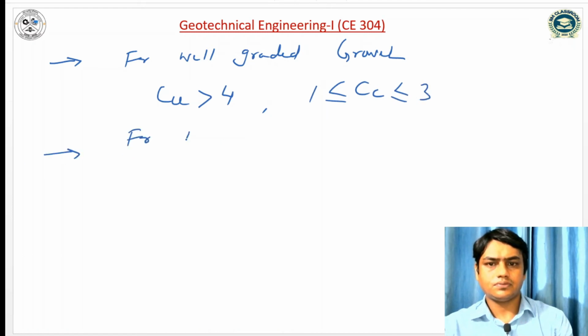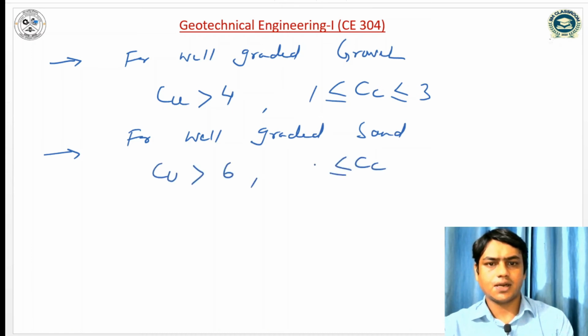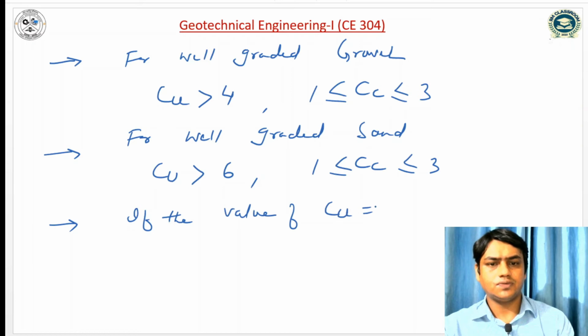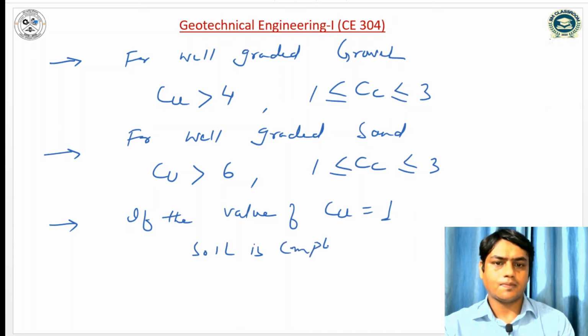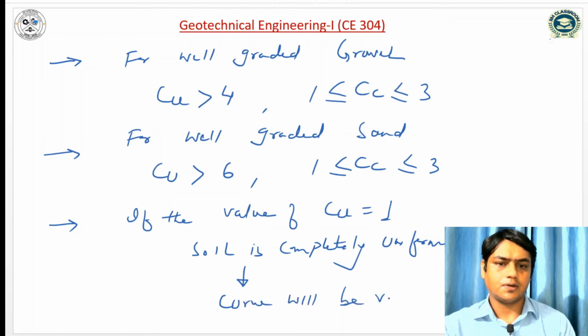Similarly, for well graded sand, the value of coefficient of uniformity is greater than 6 and coefficient of curvature lies between 1 and 3. If the value of Cu is equal to 1, it means soil is completely uniform, means curve will be vertical. So if the value of coefficient of uniformity is 1, soil is completely uniform, and in this case if you plot the grain size distribution curve, it will be completely vertical.